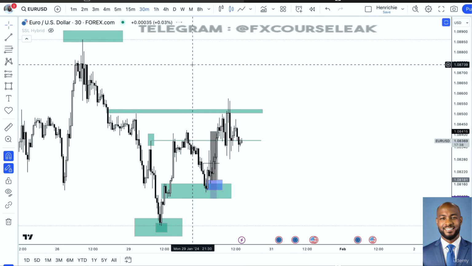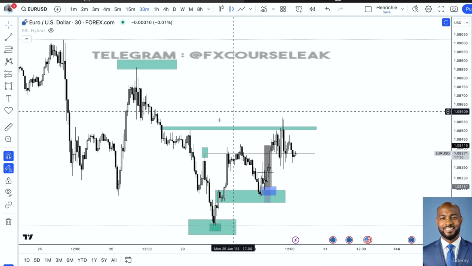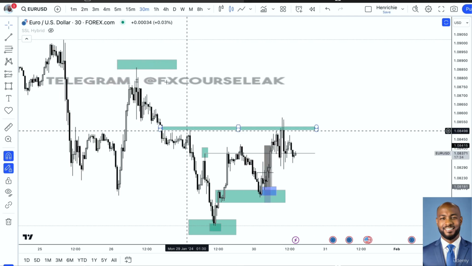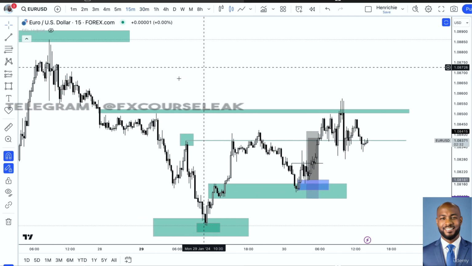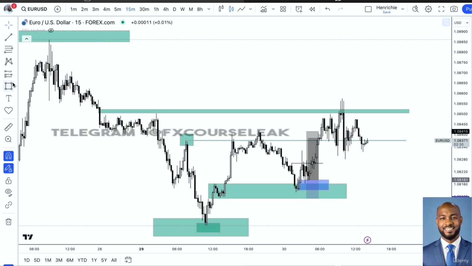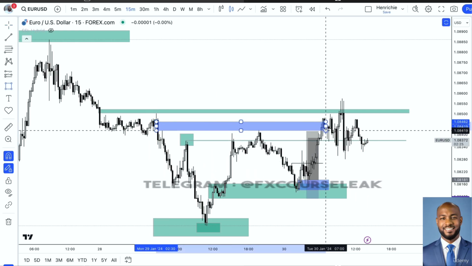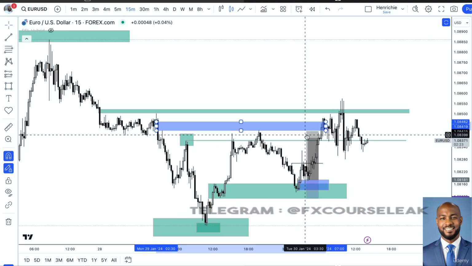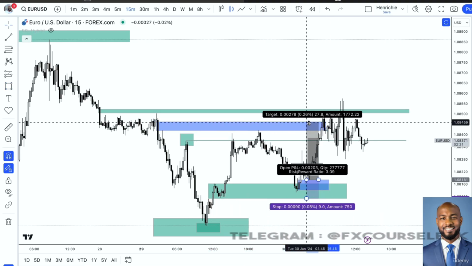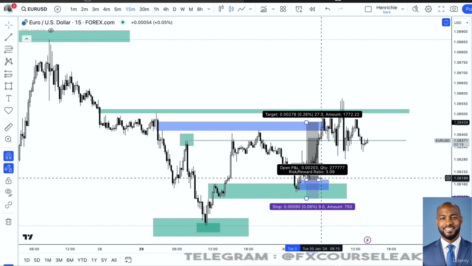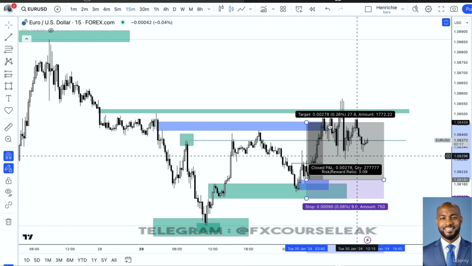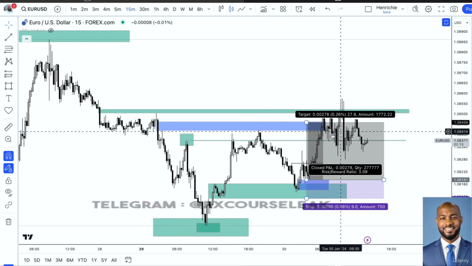So let's go to 30 minutes. I was basically targeting right here because there was an inefficiency resting right there. I was targeting right there because that was my low hanging fruit. So I anticipated for price to run above that key level right there. It wasn't really a high risk to reward, but a 1:3 is perfect for me. And I took that and called it a day.